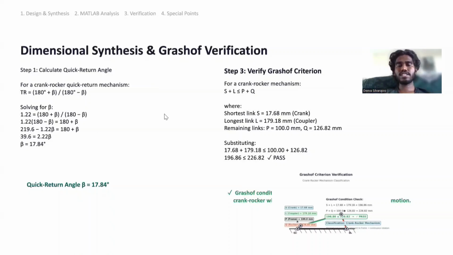Next, we verified the Grashof criterion to ensure proper function. Referring here, we confirm that 17.68 plus 179.18 is less than or equal to 100 plus 126.82. Since this simplifies to 196.86 less than or equal to 226.82, the mechanism successfully passes the criteria.